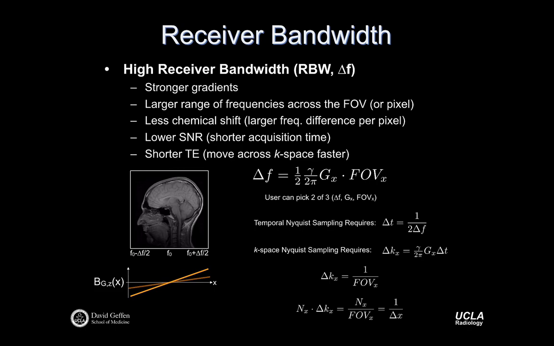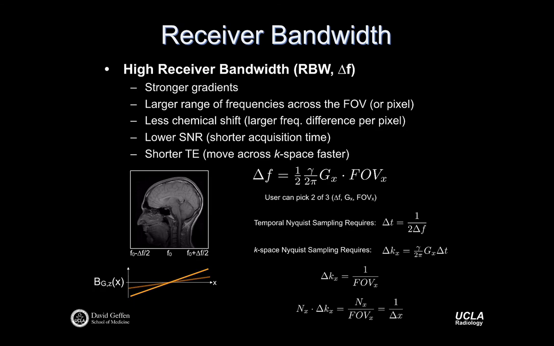So we perhaps know what our temporal Nyquist sampling requires, and so in this case, the delta time for receiving part of our signal would be 1 over twice the delta frequency, whatever the receiver bandwidth frequency is. We can use these expressions, and we know from k-space the spatial sampling requirements. So what's our delta Kx in relationship to the gradient amplitude and the time steps between k-points? We can work this out in different ways.